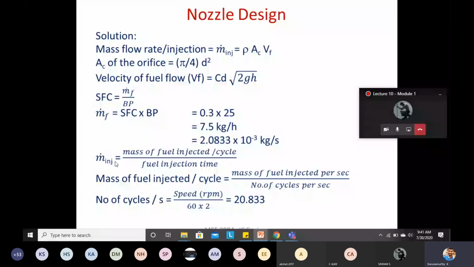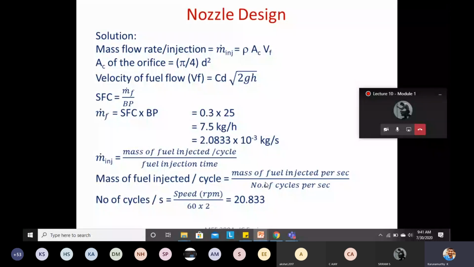So the mass of the fuel injected per cycle I have to calculate. This is your total mass flow rate, given in kg per second, the total mass of fuel being injected per second. Divided by the number of cycles per second, it will tell you the mass of the fuel injected per cycle.